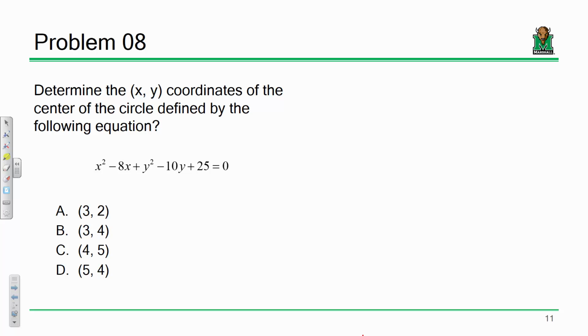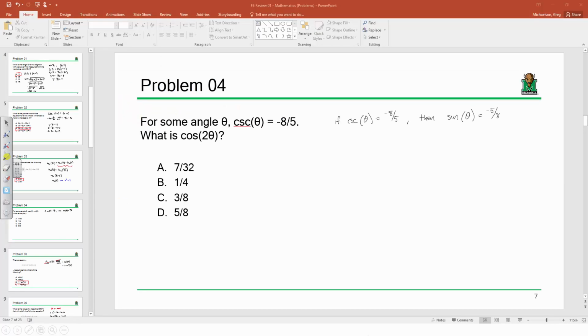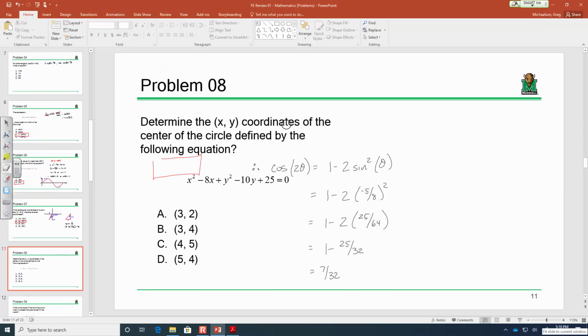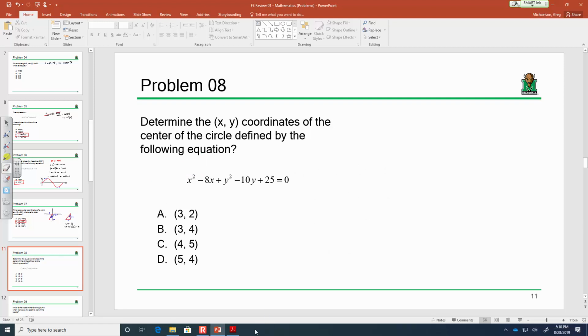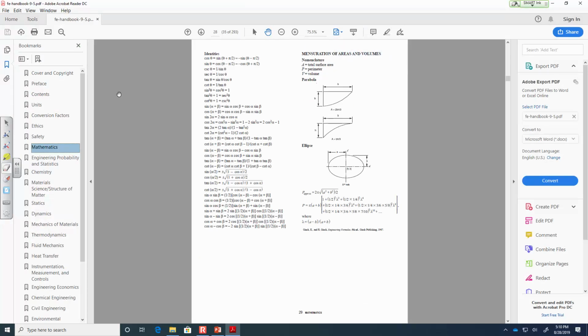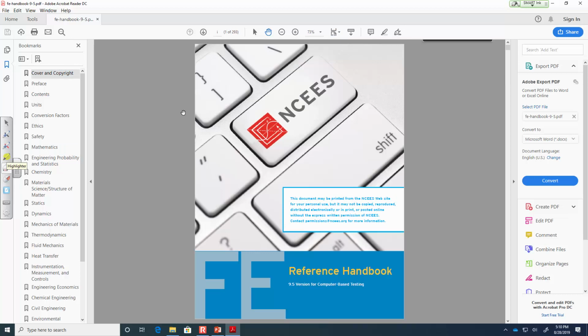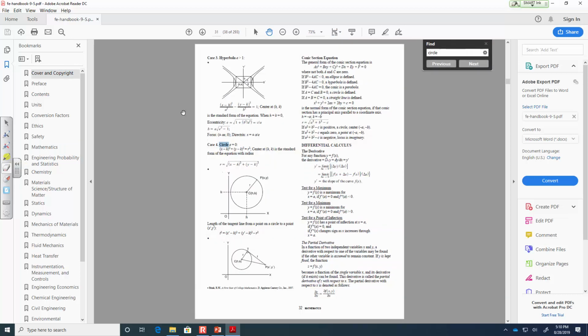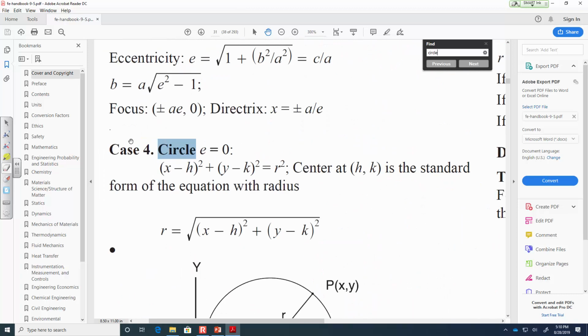So, let's say you don't remember this. First off, if you don't remember this, what's the answer? The manual. So first off, let's go to the manual. All right, and so let's go to the front page. Let's go circle. Bam.